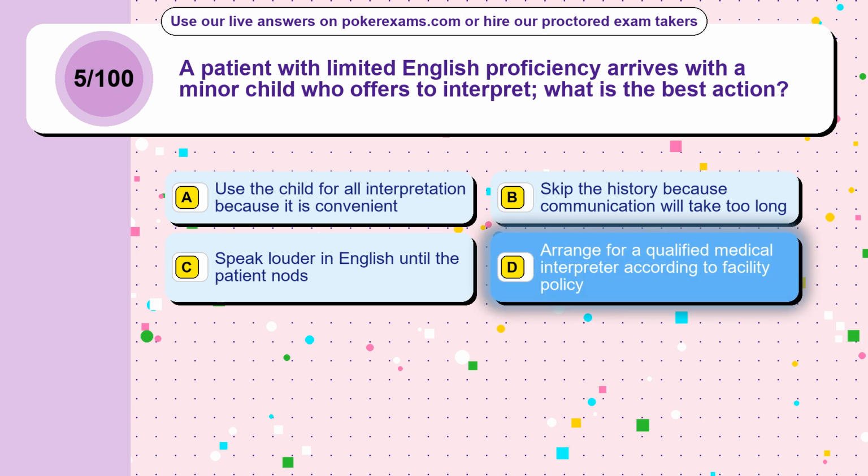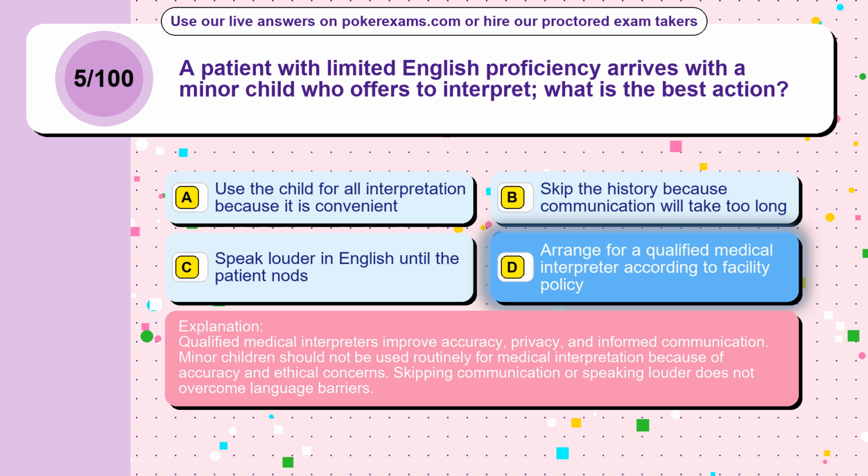The correct answer is option D, arrange for a qualified medical interpreter according to facility policy. Qualified medical interpreters improve accuracy, privacy, and informed communication. Minor children should not be used routinely for medical interpretation because of accuracy and ethical concerns. Skipping communication or speaking louder does not overcome language barriers.